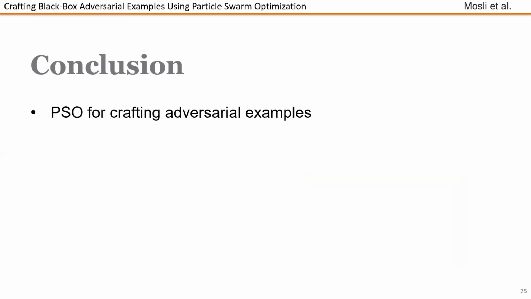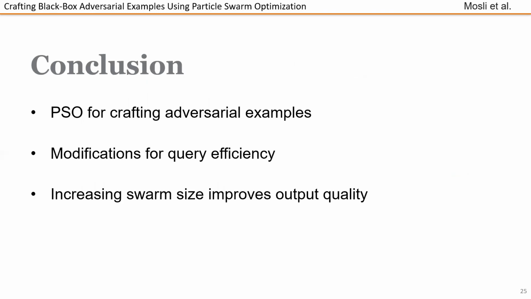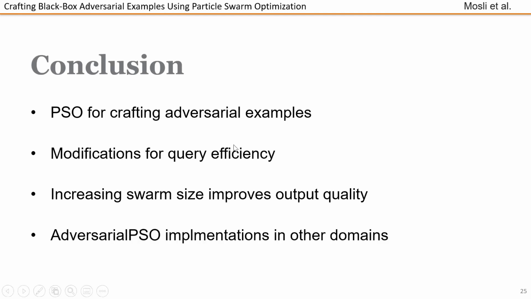Now, a quick recap. We use PSO to craft adversarial examples. We implemented multiple modifications of the vanilla PSO implementation, which allowed us to attack black box models. We also demonstrated the trade-off provided by PSO between image quality and number of queries. And finally, we discussed the uses of AdversarialPSO in other domains.